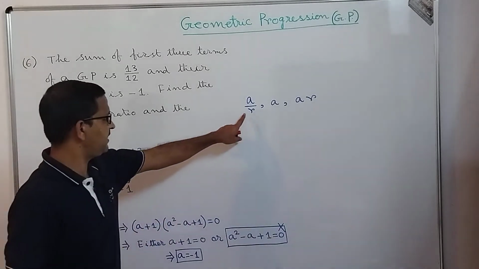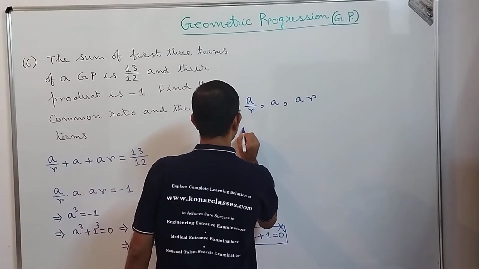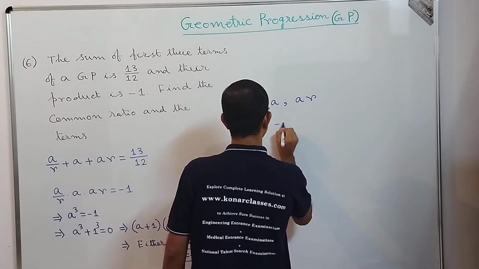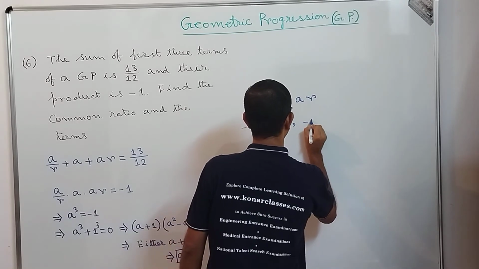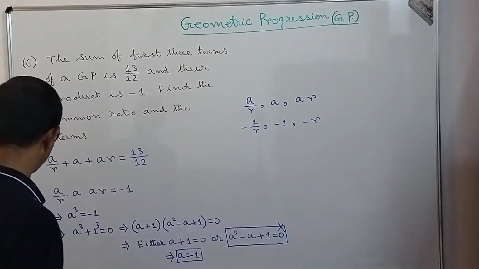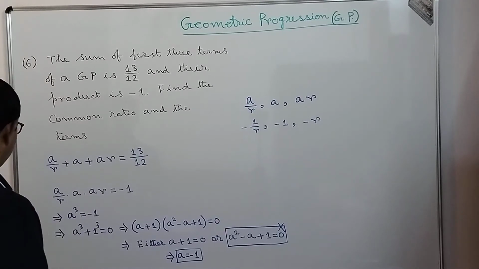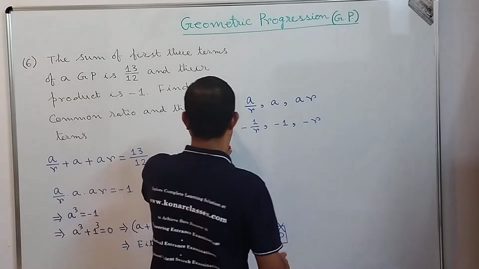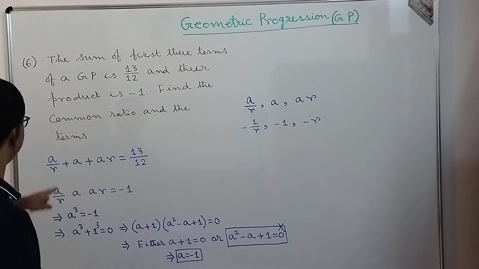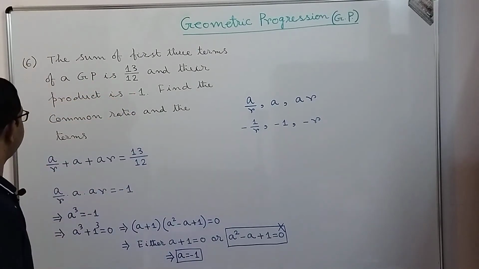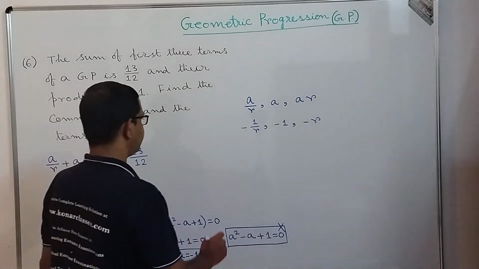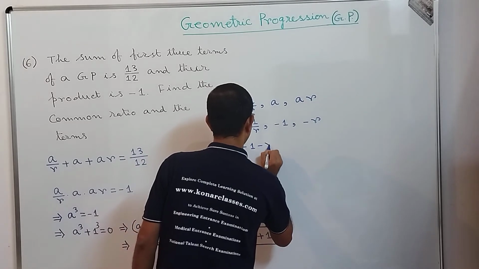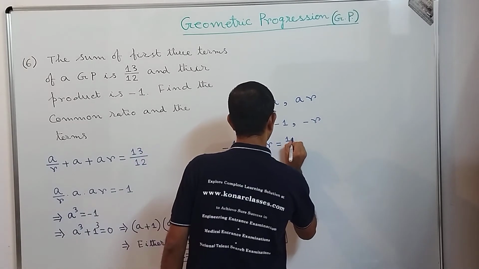So when we get the value of a equal to minus 1, what are the terms we are getting? Minus 1 by r, then minus 1 and minus r. Correct, my dear students? Okay, so these are the three terms we got. Now if you look into the first portion of the question, the sum of the first three terms of a GP is 13 by 12. That means minus 1 by r minus 1 minus r is equal to 13 by 12.